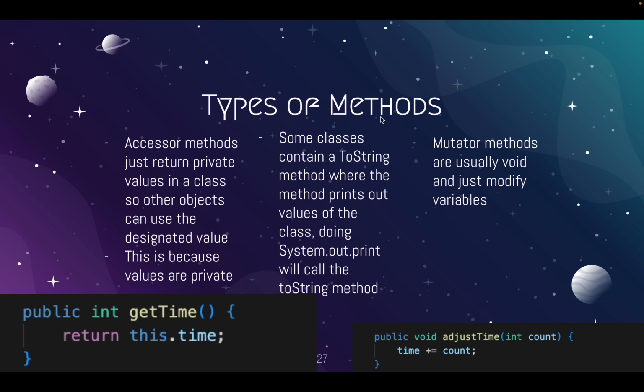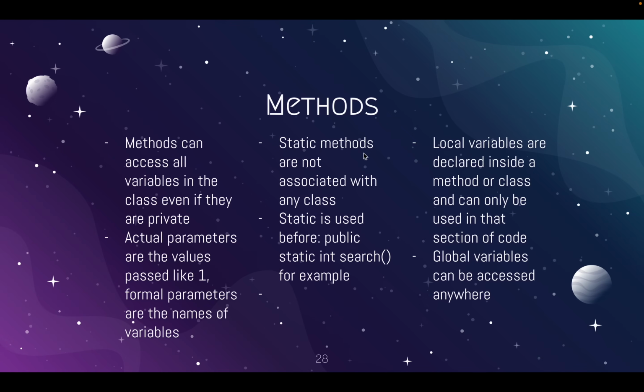And mutator methods are usually void, they just modify variables. Like this is a mutator method, it's just modifying time. Okay, so methods can access all variables in the class, even if they're private. And we already went over actual and formal parameters, but here are some more examples on it.